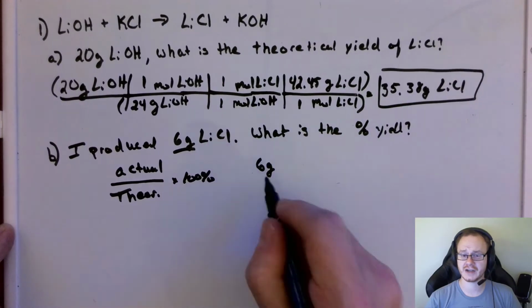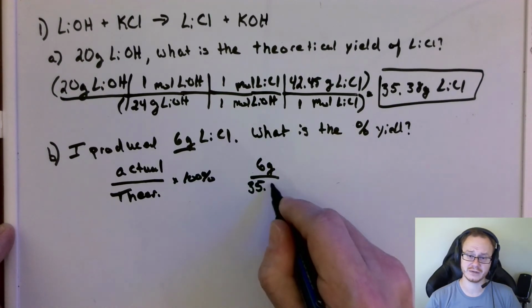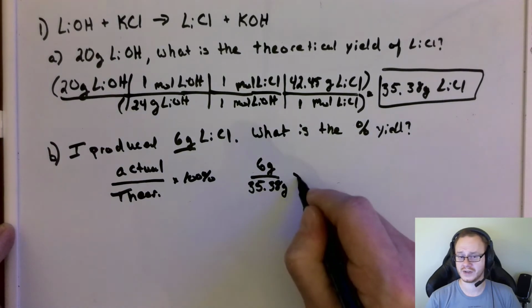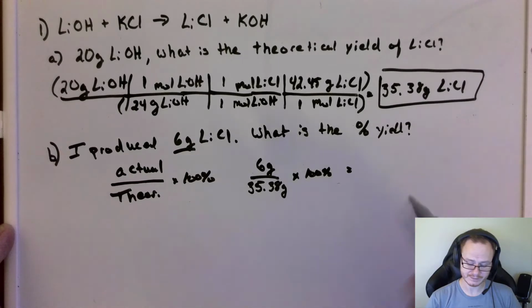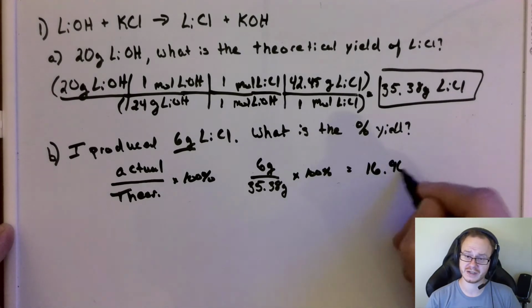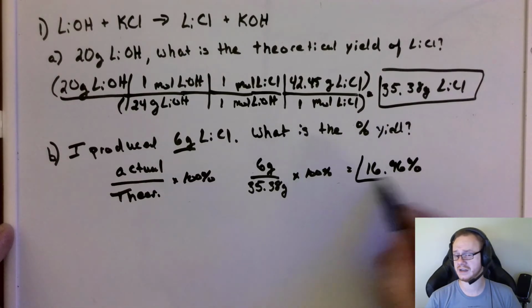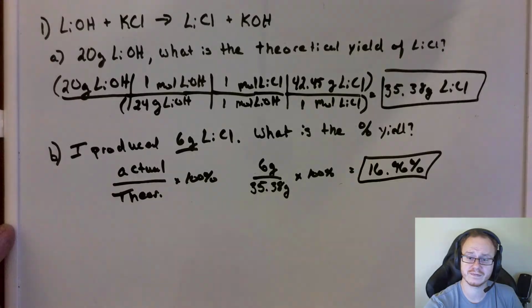6 grams was my actual yield, and 35.38 was my theoretical yield. Once I divide these two, I'll multiply them by 100%, and the percent yield is about 16.96%. I didn't get anywhere near what I should have gotten for a variety of factors.